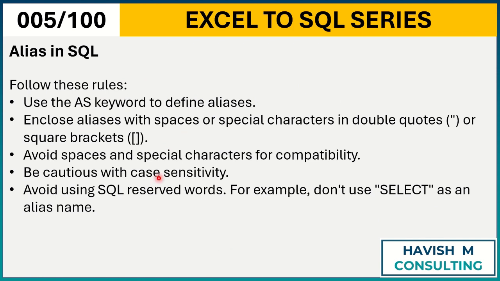What are the rules? We have to use the word AS. This is the keyword for defining aliases in an SQL query. If there is a space, let's say we're using two words as an alias, we would have to put it in double quotes or in square brackets, otherwise it'll give us an error. Ideally, it is also advised to avoid spaces and special characters for compatibility. And unlike Excel, where a named range is case insensitive, an alias in SQL is case sensitive.